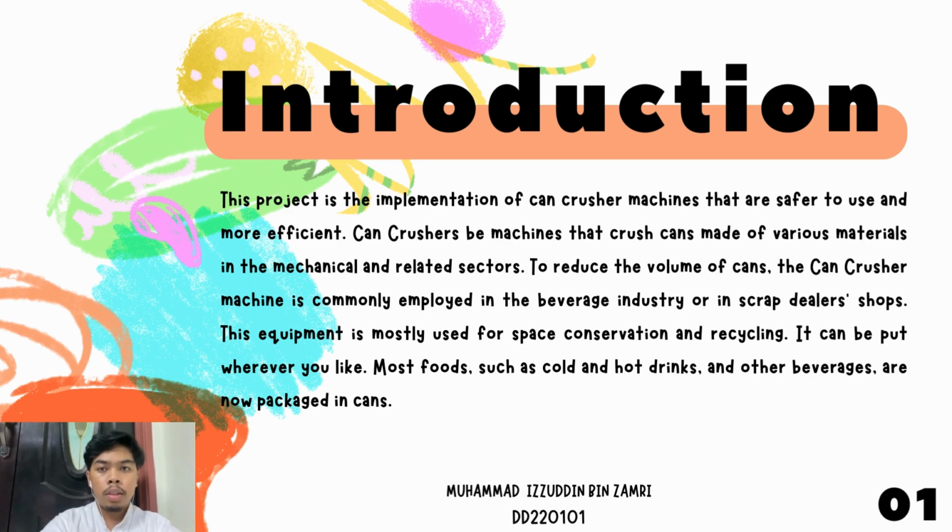First, the project is the implementation of a can crusher machine that is safer to use and more efficient. A can crusher is a machine that crushes cans made of various materials in the mechanical and related sector. To reduce the volume of cans, the can crusher machine is commonly employed in the beverage industry or in a scrap dealer's shop. This equipment is mostly used for space conservation and recycling, and it can be put wherever you like.